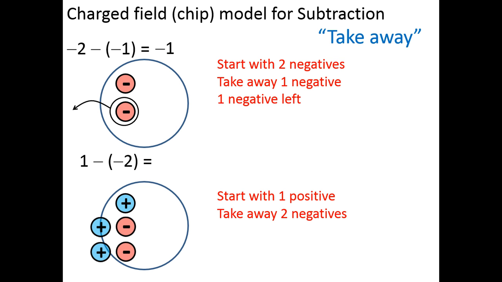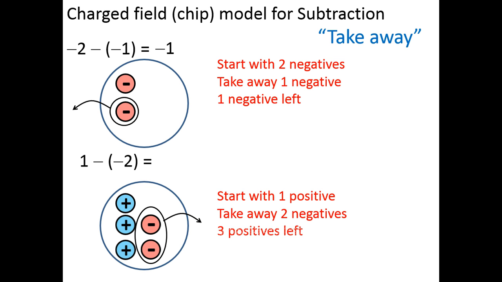We can add into the field as many plus minus pairs as we need, because a plus minus pair is simply a 0. So we're adding 0 back into the field. We can add as many of those plus minus pairs as we need so that we can take away the 2 negative chips. And when we take away the 2 negative chips, what we're left with is 3 positive chips. So 1 minus negative 2 is positive 3.